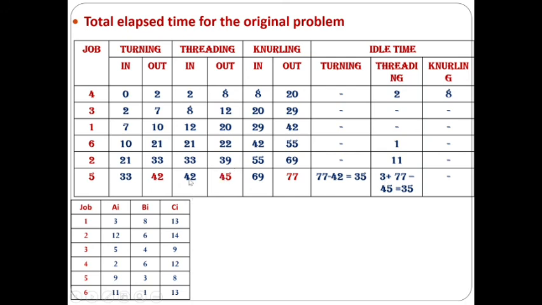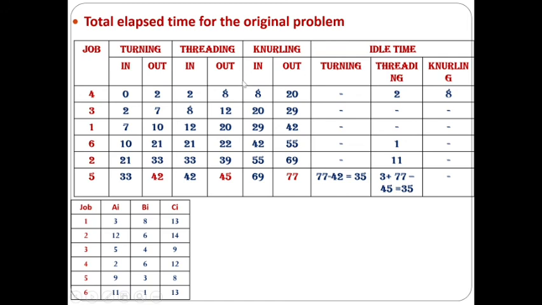39, 42 minus 39. This is the idle time of the machine here, and that should be added to this. That is the difference between 77 and 45. 77 minus 45 is 32. 32 plus 3 is 35, right? These are the idle times.